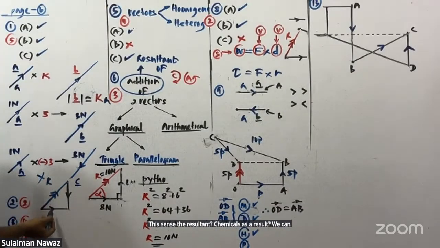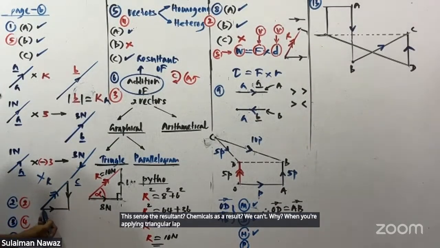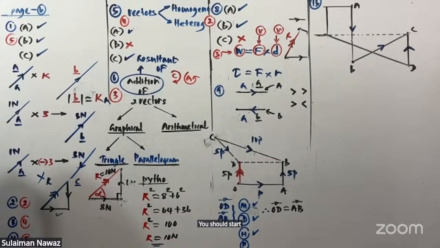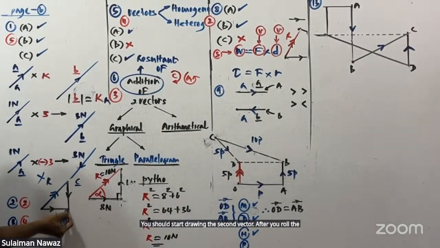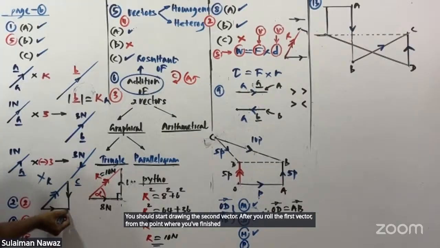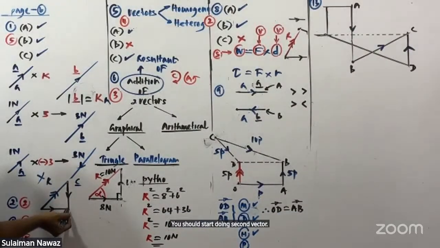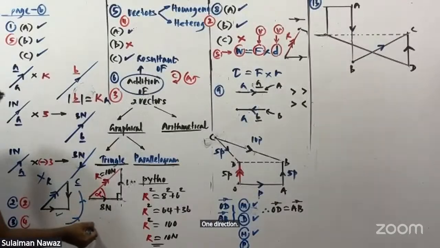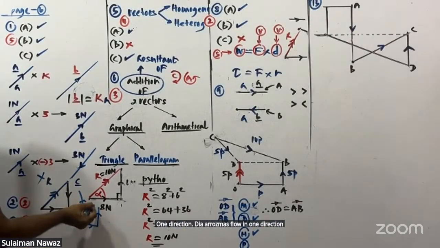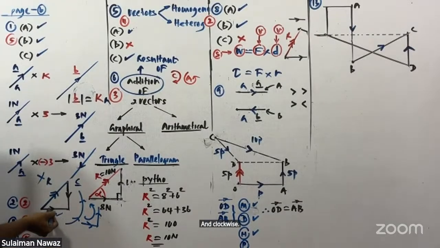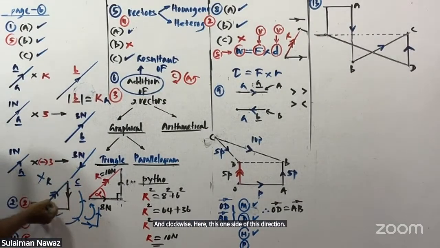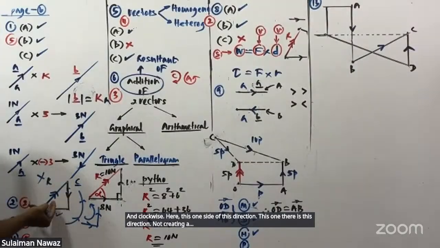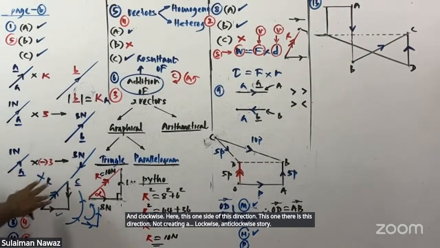We can't. Why? When you are applying the triangle law, the first condition is that after drawing the first vector, you should start drawing the second vector from the point where you finished drawing the first vector. And the most important thing is their arrows must flow in one direction, either clockwise or anti-clockwise. Here, this one's arrow is in this direction, and this one's arrow is in this direction, not creating a clockwise or anti-clockwise story. I think you understand.